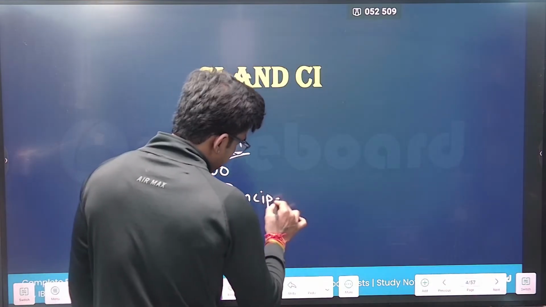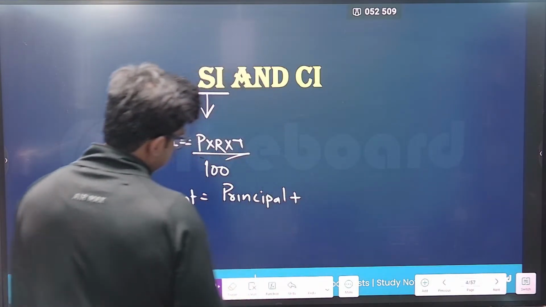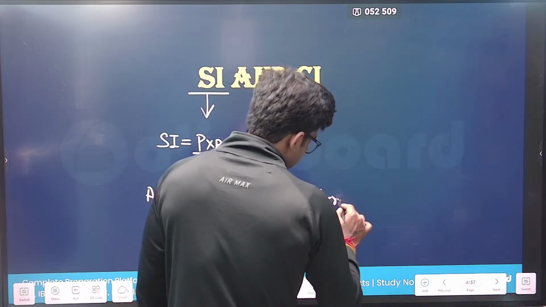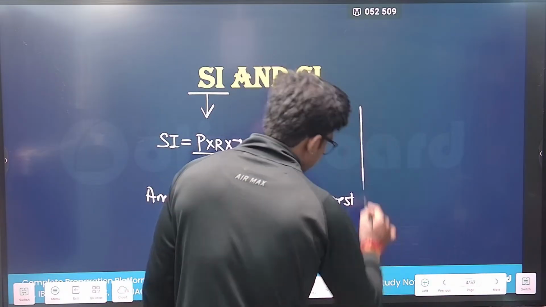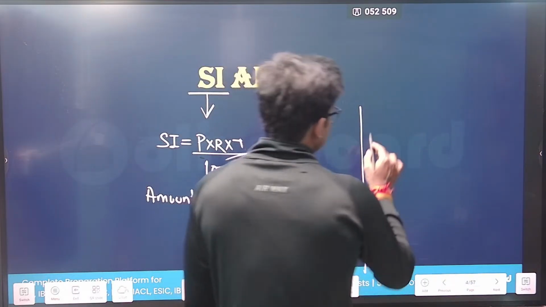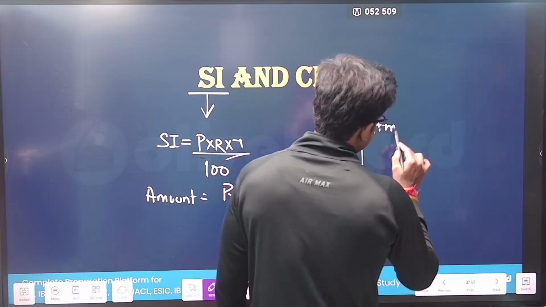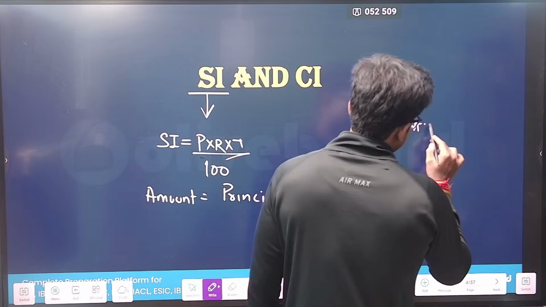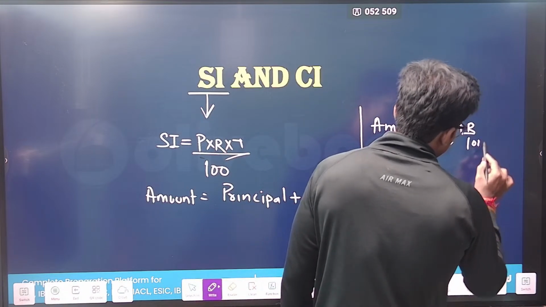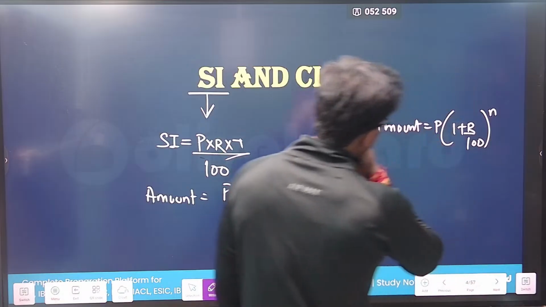principal plus interest. Then if I go for compound interest, amount for compound interest is P into (1 plus R by 100) to the power N.